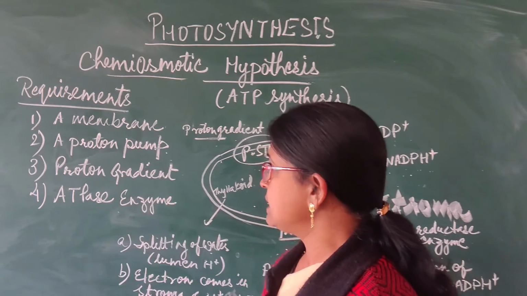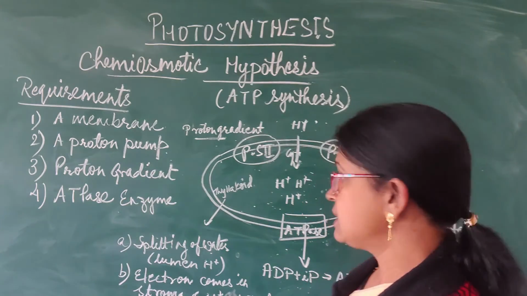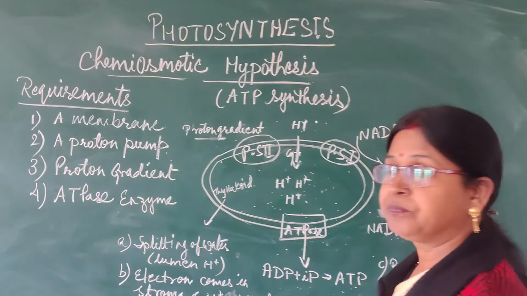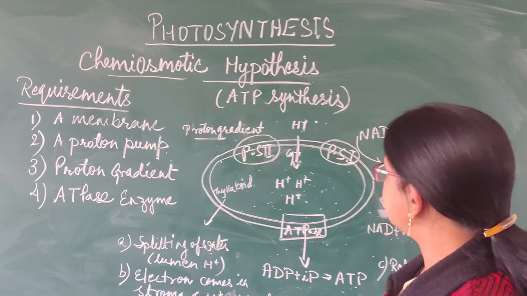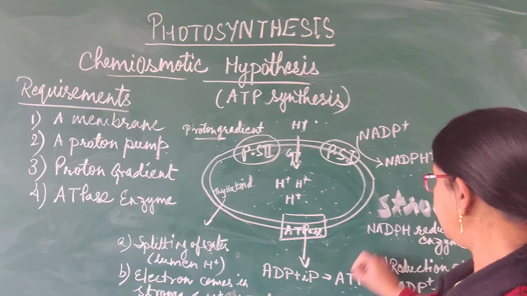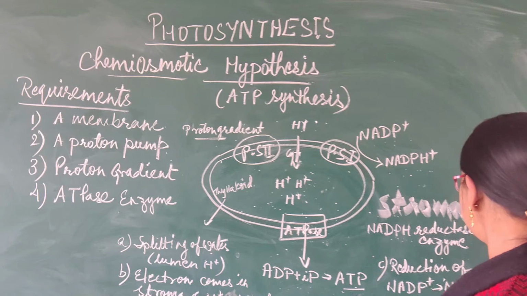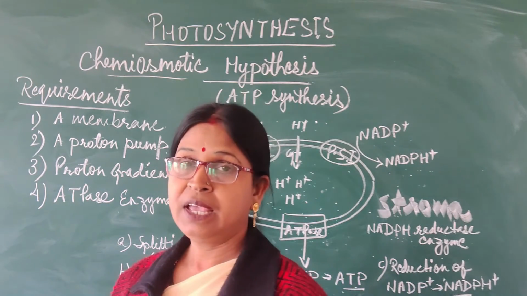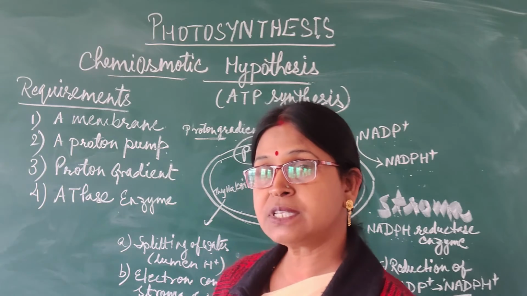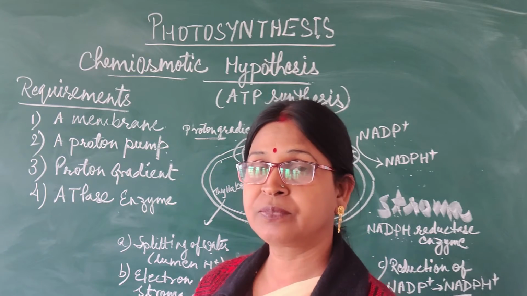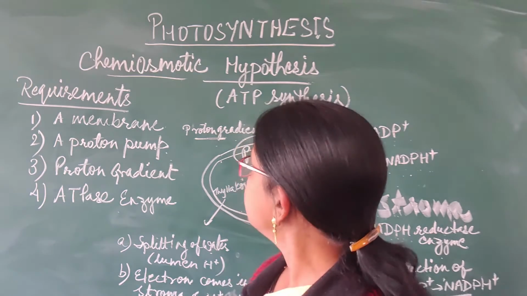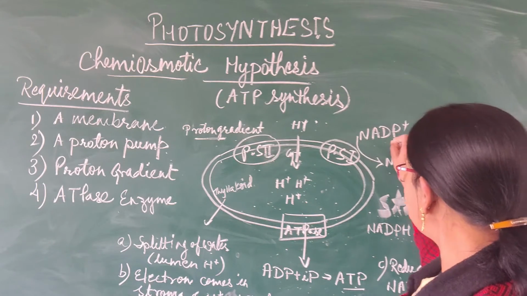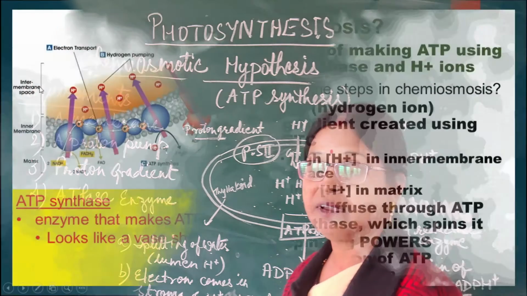Now, one enzyme is the ATPase enzyme, as well as the NADP reductase enzyme. In this way, we can see that ATP and NADPH are produced in this process, and that will help in the process of the dark reaction. So, the dark reaction will use this ATP as well as NADPH.